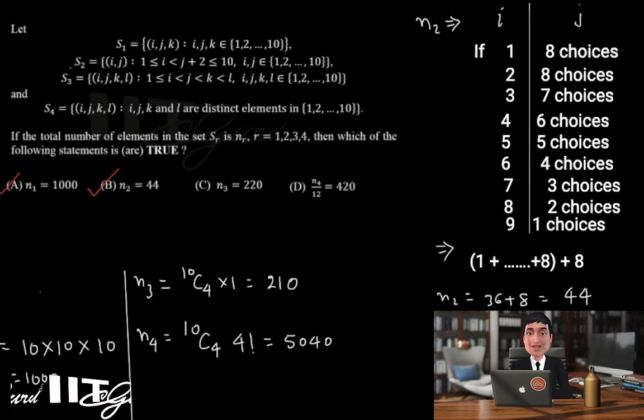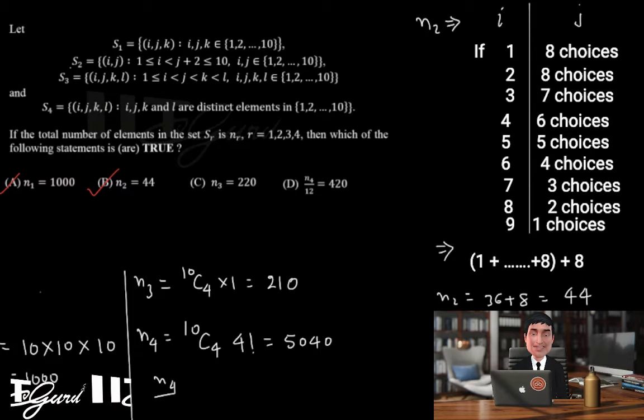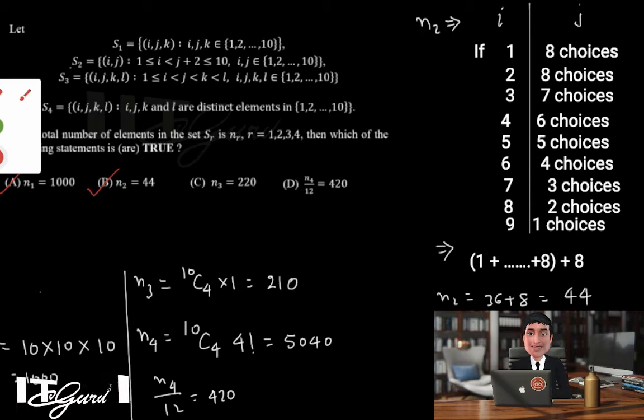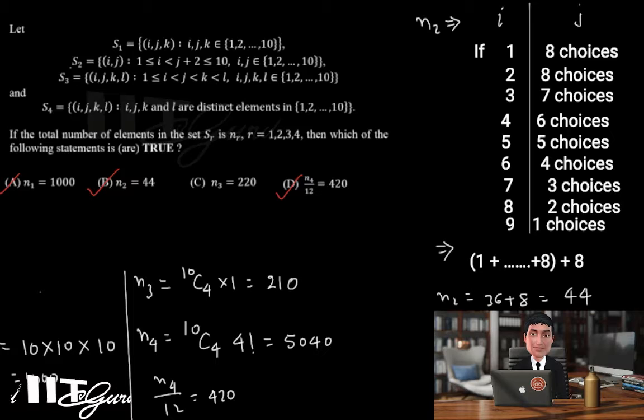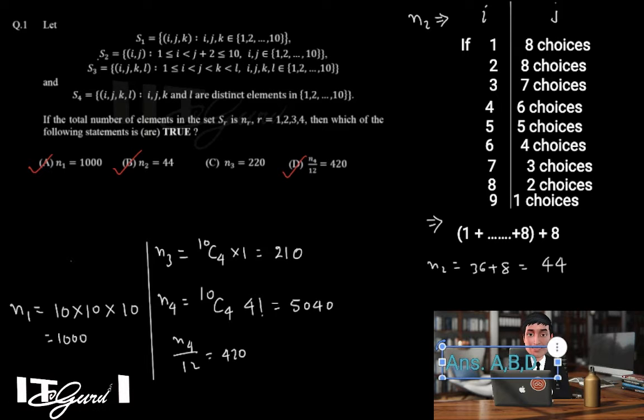But we have to find N4 divided by 12, and we get 420. So in this way we can see that this option is also correct. So A, B, D options are correct. So finally the answer is what we will declare.